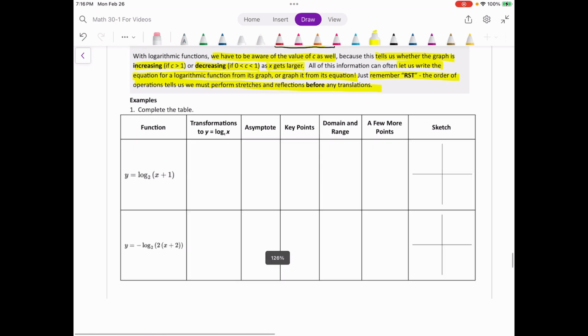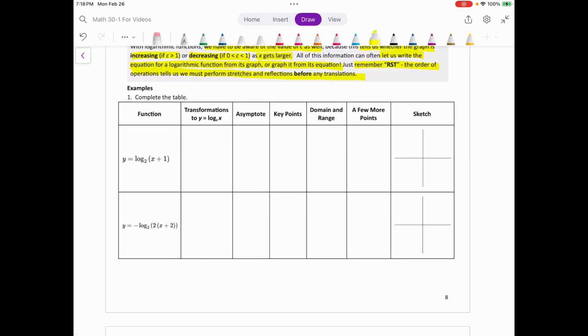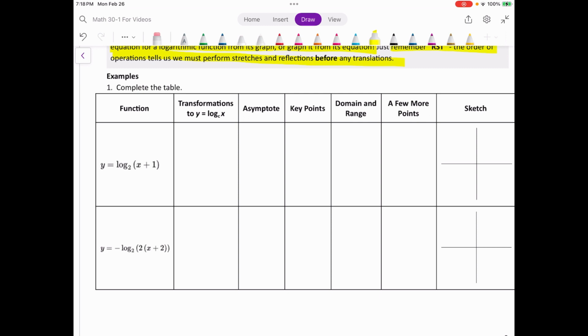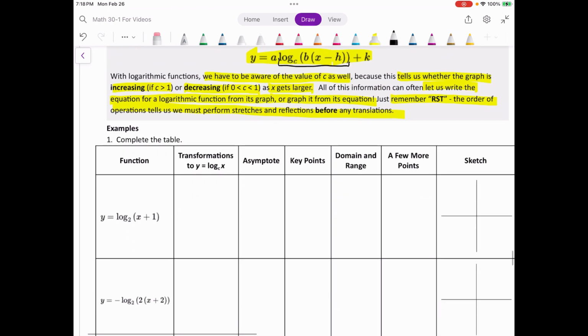Okay, let's try out some examples. So we're going to think about these and complete the table, okay? So let's just start out with the top row here. We want to think about what transformations are being performed to the base graph, y equals log base c of x. So for this one, the base graph would be y equals log base 2 of x. Well, it looks like all that we've really got here is an h. What is our h? Our h is negative 1, right? So what kind of transformation does that suggest? A horizontal translation, 1 unit left.